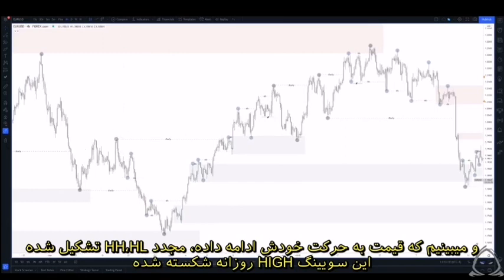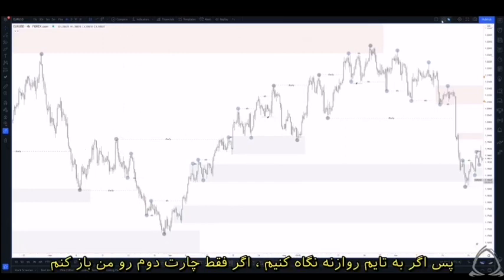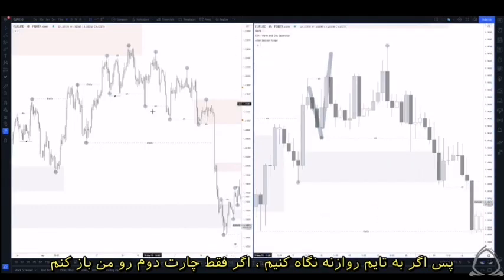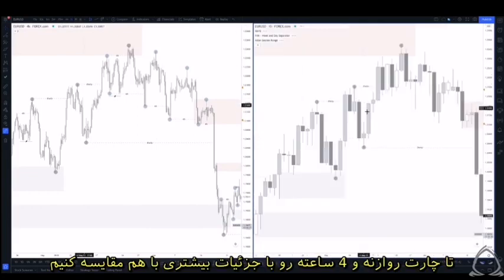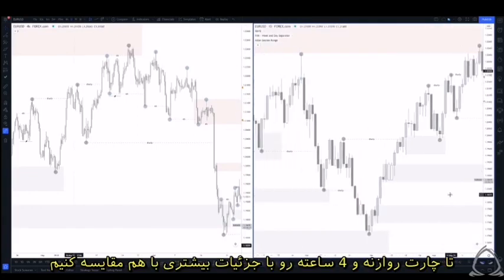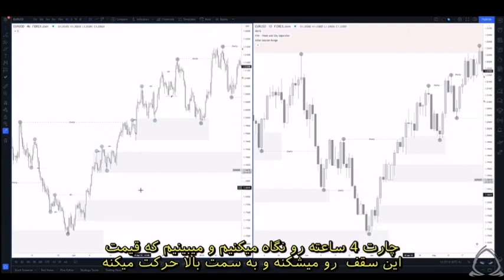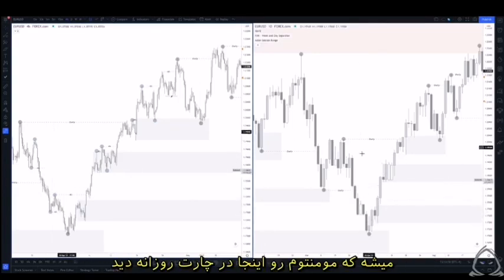We've broken this daily swing high. So when we're looking at the daily time frame, if I just pop open a second chart, and we'll compare the daily to the 4-hour just so we can look at it a little bit more granularly. So again, we're looking at price creating lower lows and lower highs. When we look at the 4-hour chart, we can see that price breaks this high and is starting to move to the upside. We can see the momentum here on the daily chart.